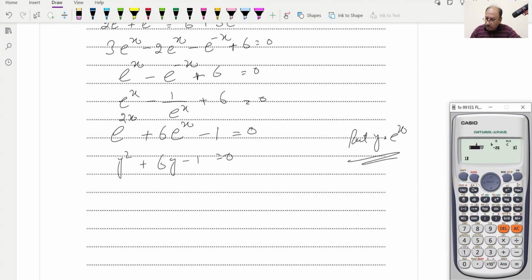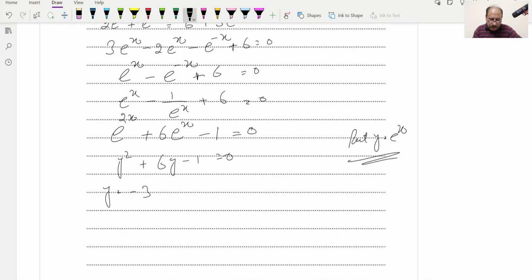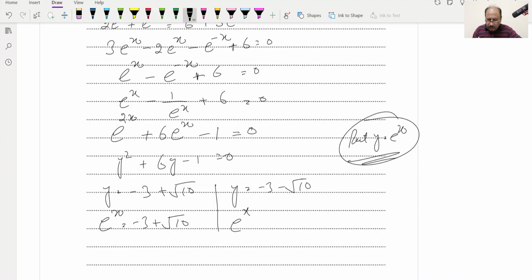We can solve this quadratic equation. Coefficient of y squared is 1, coefficient of y is 6, and constant value is minus 1, and this will result in y is equal to minus 3 plus under root 10, and the second value will be y is equal to minus 3 minus under root 10. Y is equal to e raised to x is equal to minus 3 plus under root 10, and e raised to the power x is equal to minus 3 minus under root 10. So this will result in a negative value.